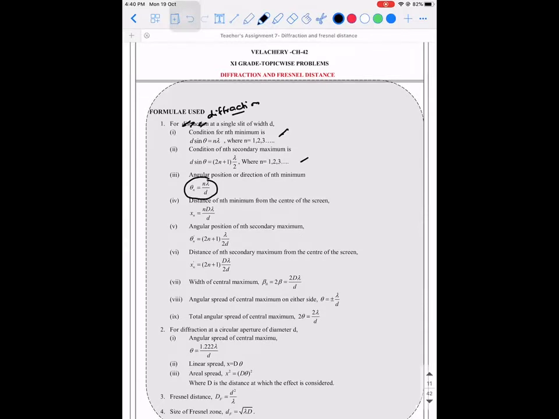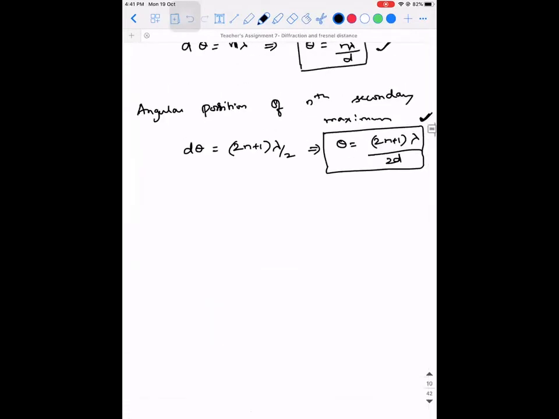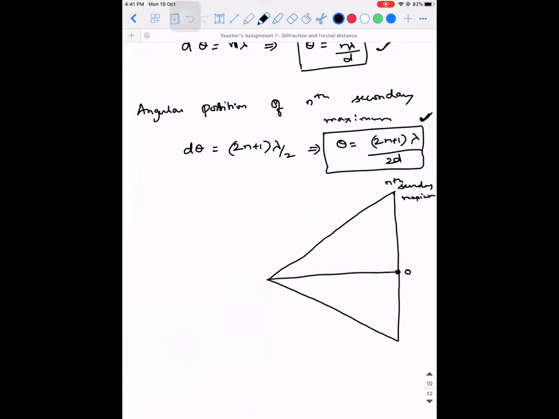So the distance of the nth secondary maximum from the center of the screen, this you can find out. So how will you find this? See, if this is point O, let's call this the nth secondary maximum. Then it will make an angle theta. That's what I told, the angular position of the nth secondary maximum.